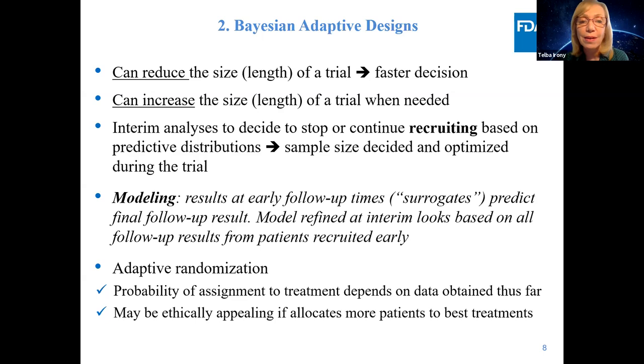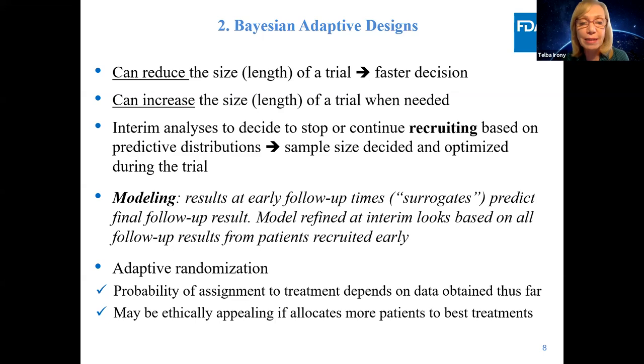An excellent use of adaptive designs is when it's combined with modeling, in a case that results at early follow-ups, for instance, can predict the final follow-up results. So the model is refined at interim looks based on the results from follow-up of patients that are recruited earlier. For instance, at the interim, some patients will have results at 12 months and 18 months and at 24 months. Some patients will have only results at 12 months. So you can predict the results at 24 months for the patients that only have 12 months. And this kind of modeling helps a lot to increase the power of these Bayesian adaptive designs.